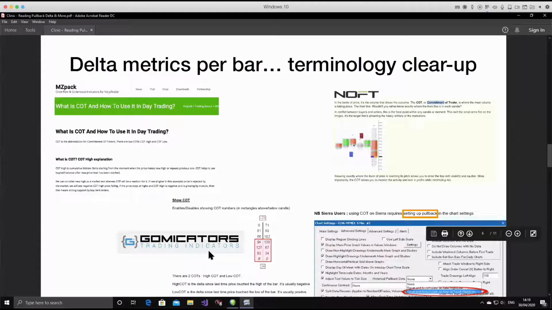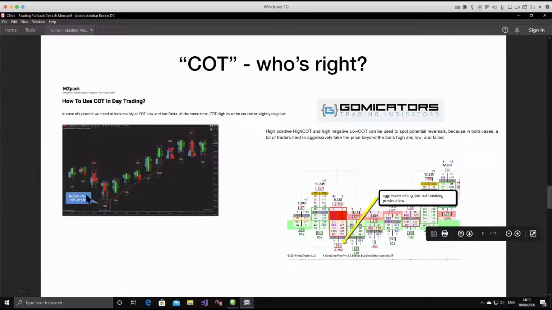But just be aware, I think native NinjaTrader volumetric bars don't do it. MZPAC does, GOMI does. I question maybe how much understanding either of them has about the concept though, because when you look at their examples, the examples they give on how to trade it conflict with each other. So the mechanic is there in various platforms. Certainly in MZPAC you can get it. In GOMI you can get it, but they give different guidance on the interpretation.